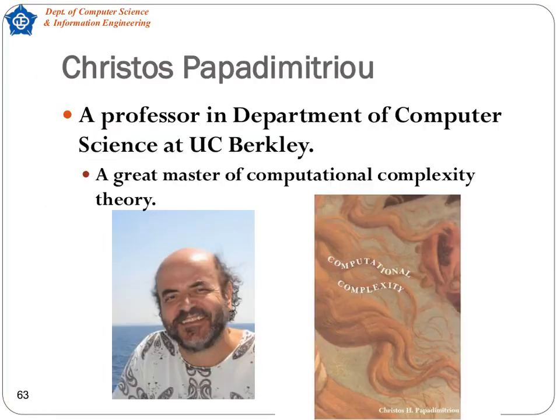Building on that pancake flipping result, let's zoom in on one of its co-authors, Christos Papadimitriou. He's a professor in the computer science department at UC Berkeley, and one of the world's foremost experts in computational complexity theory. On the left, you'll see his portrait. On the right, the cover of his seminal book, Computational Complexity, which has reshaped how researchers understand the limits of efficient computation. His work continues to inform algorithm design, define complexity classes, and drive advances across theoretical computer science.